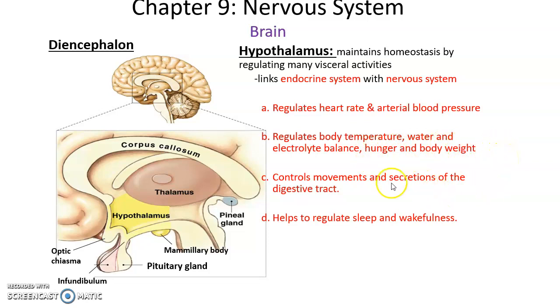The hypothalamus also controls the movements and secretions of the digestive tract, so it helps control what's going on in the gastrointestinal tract. And it also helps to regulate sleep and wakefulness. So it helps to cause the things that make us feel sleepy or awake or kind of in that fuzzy, daydreamy middle level of consciousness.